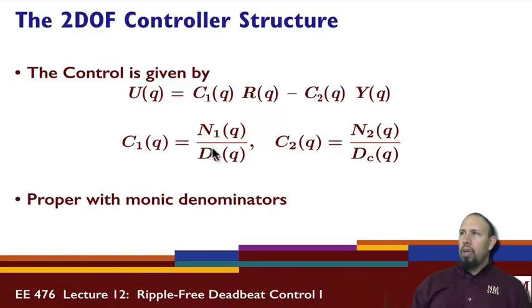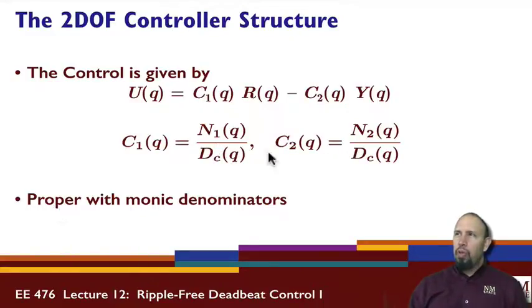So I don't know what N1, N2, and DC are yet. That's what I need to find through the controller design process. But that's what I'm looking for. I'm looking for polynomials N1, N2, and DC. So as we go through this, we're going to continually be looking for how to obtain those and what N1, N2, and DC would qualify as solutions to this.